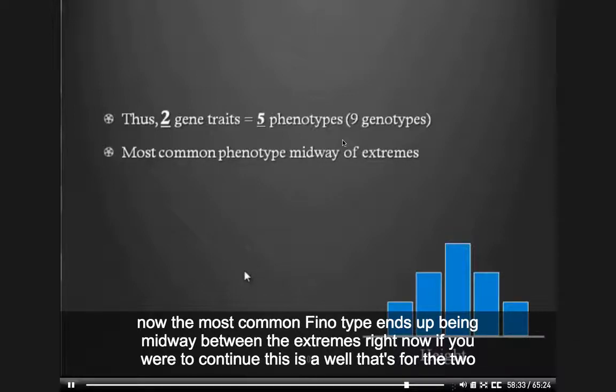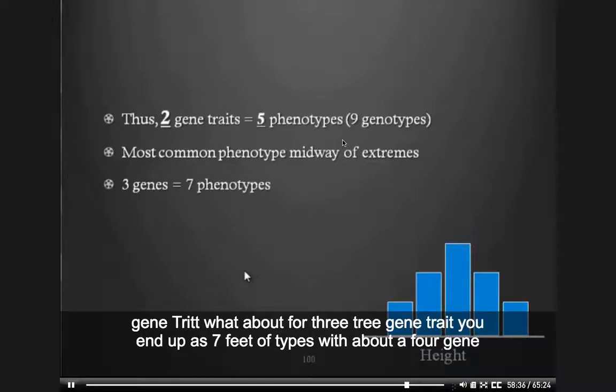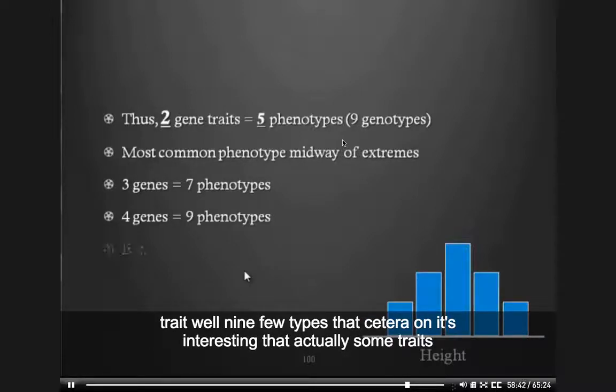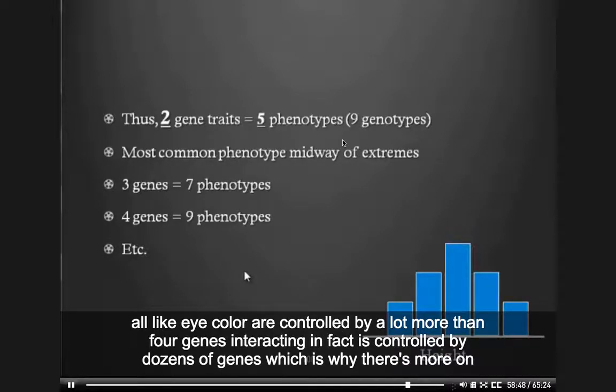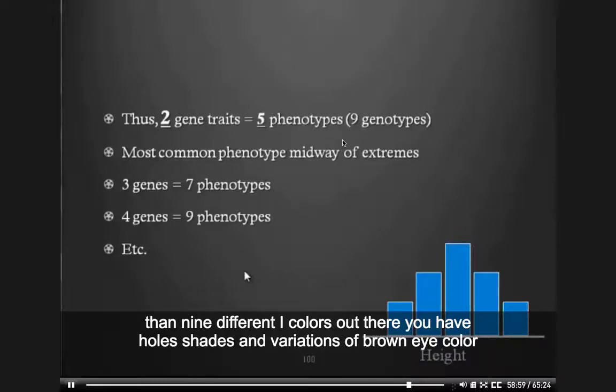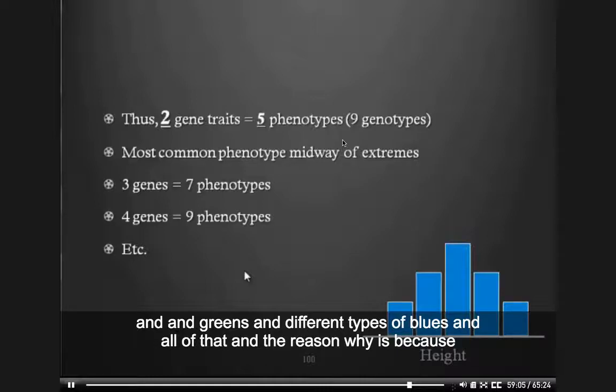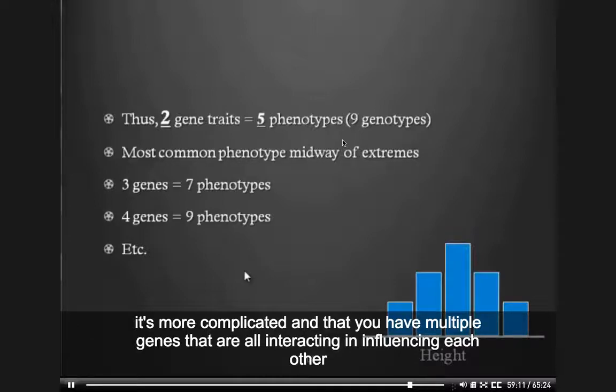Now, if you were to continue this and say, well, that's with a 2-gene trait, what about for a 3-gene trait? You'd end up with 7 phenotypes. What about a 4-gene trait? Well, 9 phenotypes, etc. It's interesting that some traits, like eye color, are controlled by a lot more than 4 genes interacting. In fact, it's controlled by dozens of genes, which is why there's more than 9 different eye colors out there. You have whole shades and variations of brown eye color and greens and different types of blues and all of that. The reason is that it's more complicated than that. You have multiple genes that are all interacting and influencing each other.